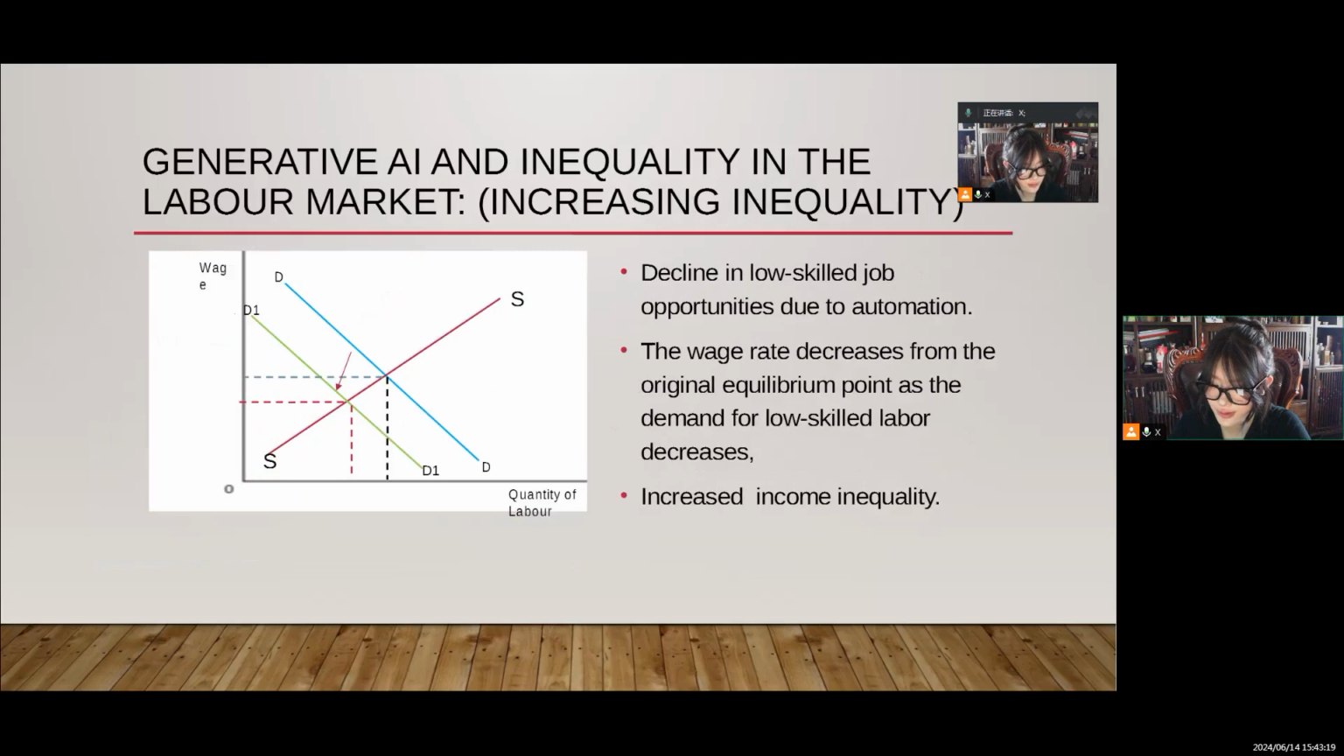The second scenario is where generative AI could exacerbate inequality. In this diagram, we can see a decline in low-skill job opportunities due to automation. The wage rate decreased from the original equilibrium point as the demand for low-skill labor decreases, potentially increasing income inequality. The income gap widened due to job displacement and low wages.